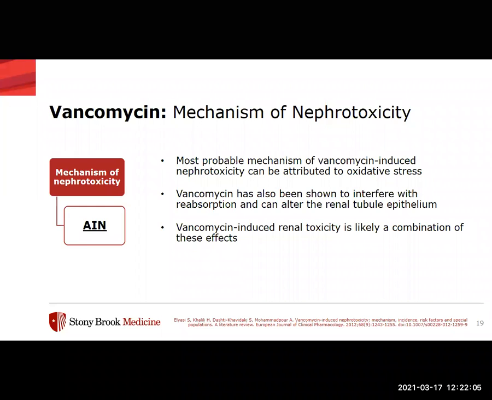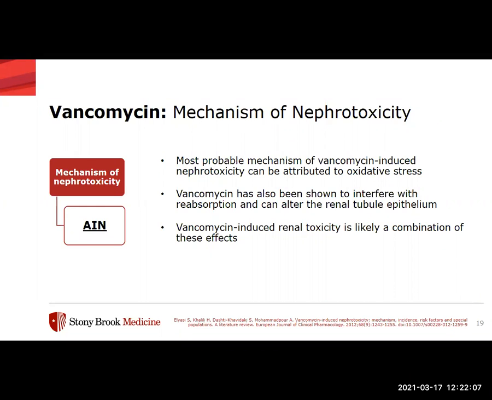In addition to this mechanism, vancomycin has also actually been shown to interfere with the normal reabsorption function of the proximal renal tubule epithelium, and it can also alter the mitochondrial function of these cells. So ultimately, a combination of these mechanisms is what causes vancomycin-induced renal toxicity.